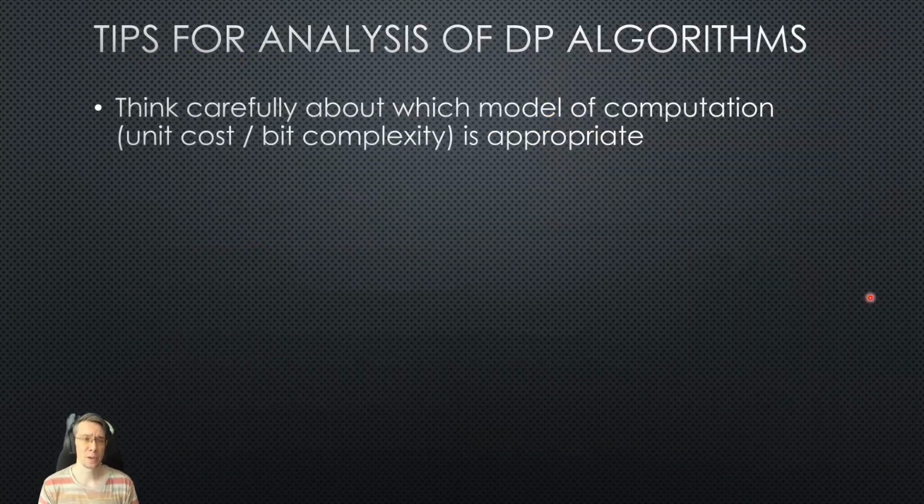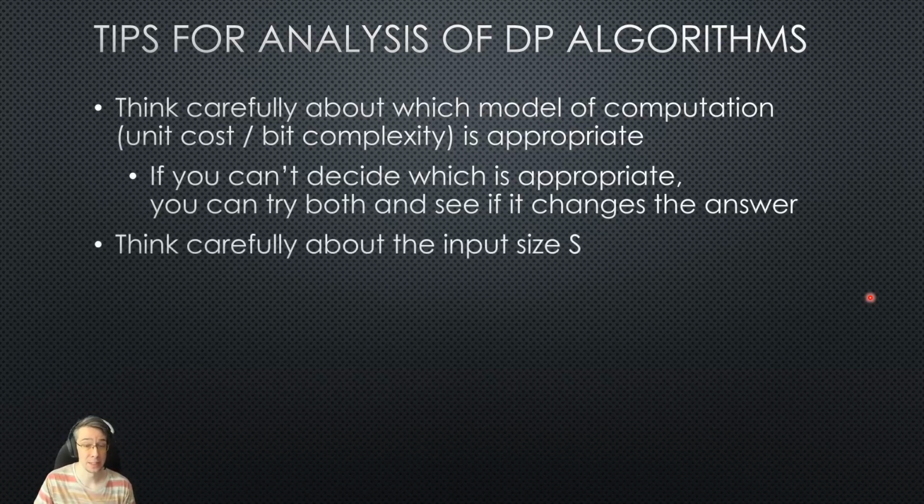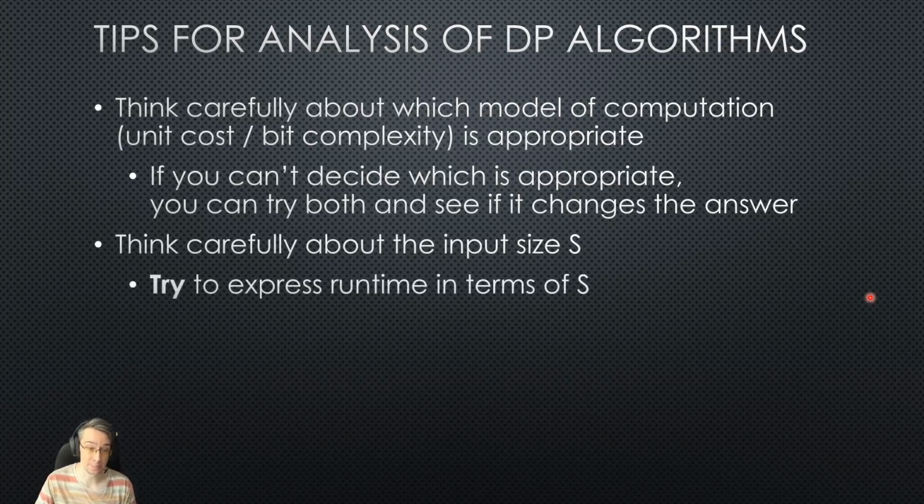Okay, so I want to give you a few tips for analysis of DP algorithms. First, think really carefully about which model of computation, either unit costs or bit complexity, is appropriate. If you can't decide which is appropriate, then you can always try both and see if it changes the answer. Also think really carefully about the input size, s. We'll talk more about this as we go in the course and as we look at some algorithms that use dynamic programming techniques. We'll do a bunch of analysis of this type, so hopefully this will make a lot more sense.